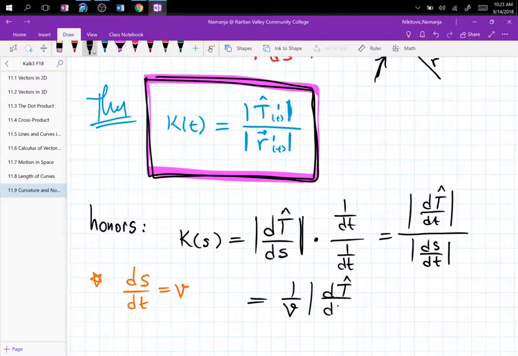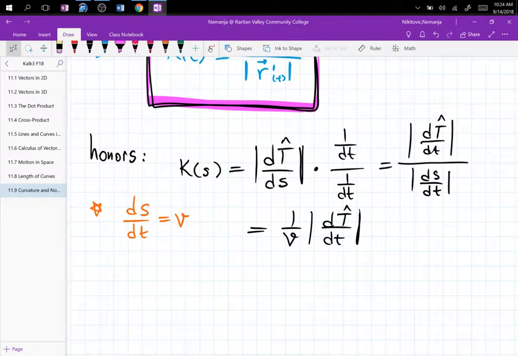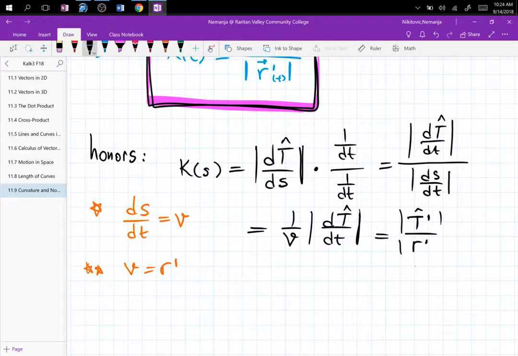dT hat over dt. And now we know also, as the second asterisk over here, that our v is actually r prime. So you get derivative of T divided by derivative of r. And that's how you obtain it.